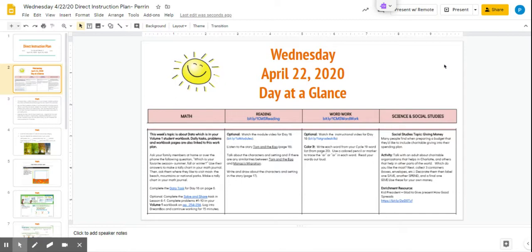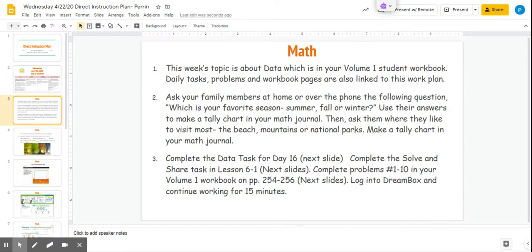Here's your day at a glance. The links, you cannot click on them, but don't worry. They're listed down in the other slides that I have ready for you. The first thing is math, and this week's topic is about data, which is in your Volume 1 Student Handbook.